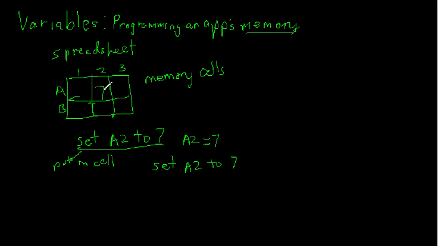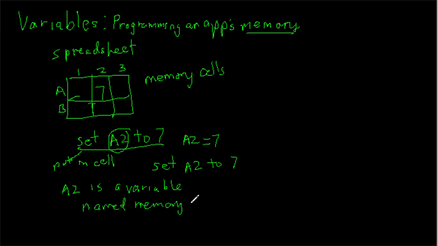But in either case, what I'm doing is remembering some number, or remembering something, in a memory cell. And in programming, we call these things like A2 variables. So A2 is a variable, and really what it is is a named memory cell.